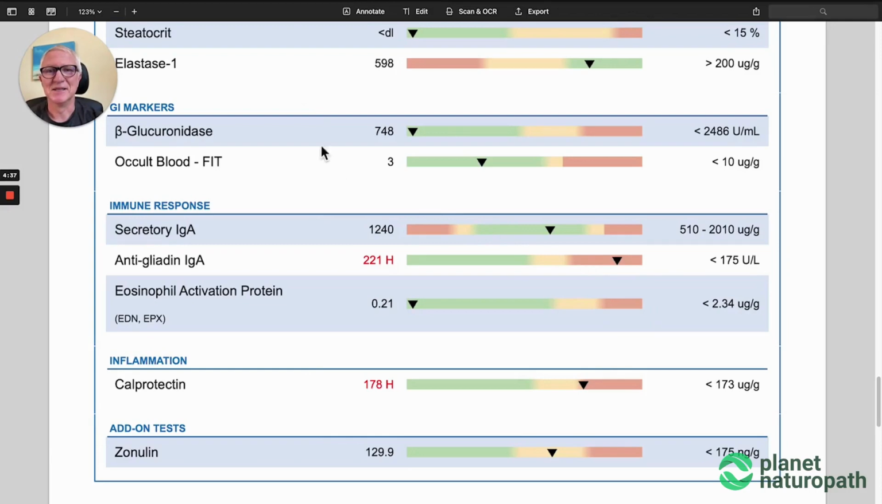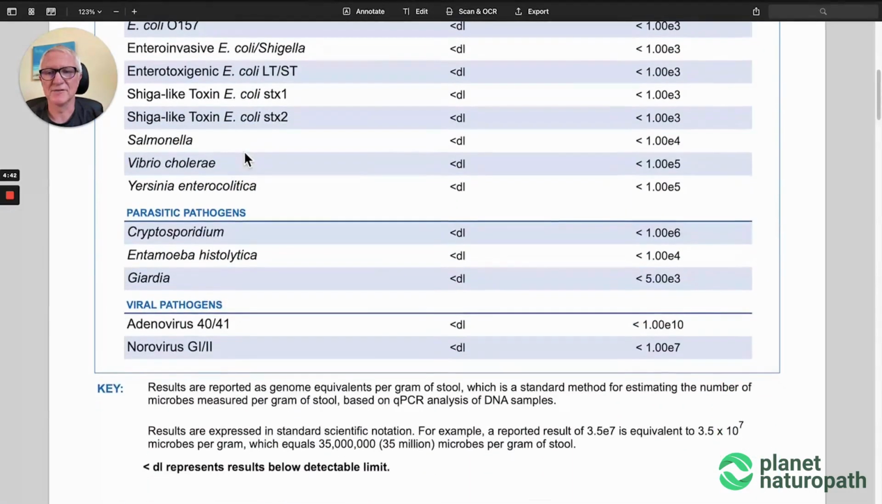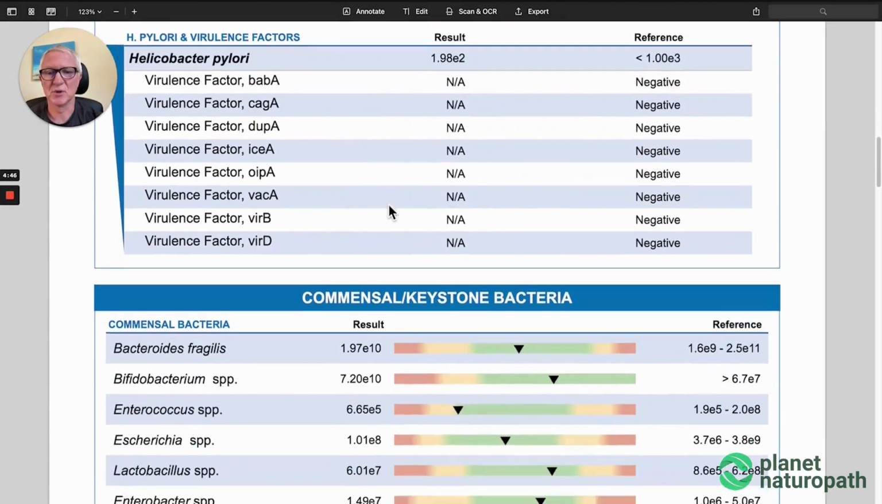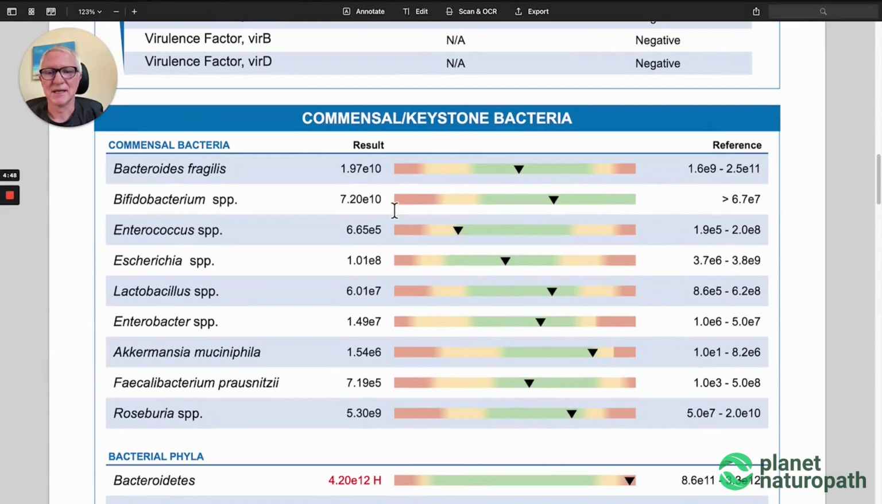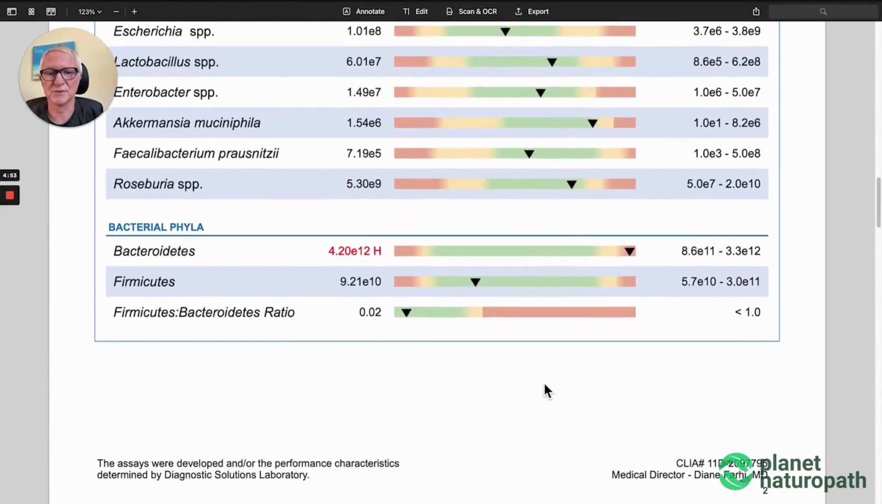Let's have a look at another result. This one, similar sort of thing, the negative pathogens on page 1. Once again, a low level of H. pylori. And in this case, most of the beneficial bacteria are all reasonably good.